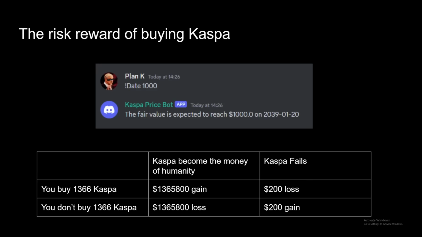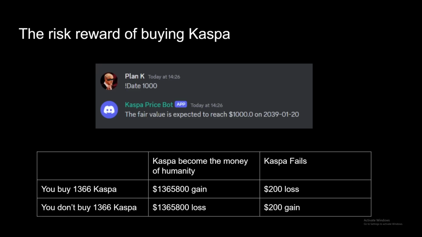If you don't buy, then if Kaspa fails, you've effectively gained $200 because you prevented the loss of $200, so that could also be seen as a gain. But if Kaspa does succeed and truly does become the future money of humanity, and you don't buy it, then that will be a $1,365,000 loss of money that you could have had, but you didn't because you didn't buy it.